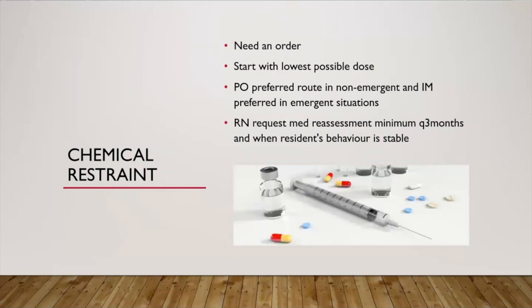Chemical restraints. To implement a chemical restraint, you would need an order from a physician or an NP. Start with the lowest possible dose. The oral route is the preferred route of administration in non-emergent situations, and intramuscular is preferred in emergent situations. The RN must request medication reassessment at a minimum of every 3 months and when the resident's behavior is stable.